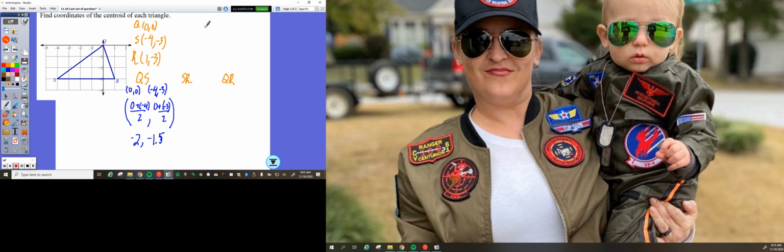Because the midpoint formula is x1 plus x2 divided by 2, y1 plus y2 divided by 2. We did this earlier in the year. Now, you're going to do QR. So again, after you have found the midpoint, I want you to plot the midpoint. So -2, -1.5. That's my midpoint of this segment. I want you to find the midpoints of SR and QR.